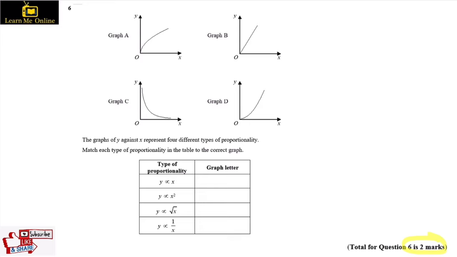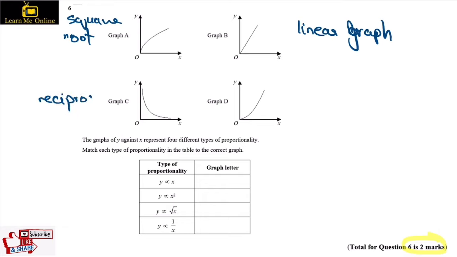So if I just read graph A, how does graph A look? It is the graph of some square root function. Now this is a linear graph, so I'm going to write it down as a linear graph. This is your reciprocal graph. And this is your quadratic graph. We know that the quadratic graph looks like this, but it's just a part of the quadratic graph basically.